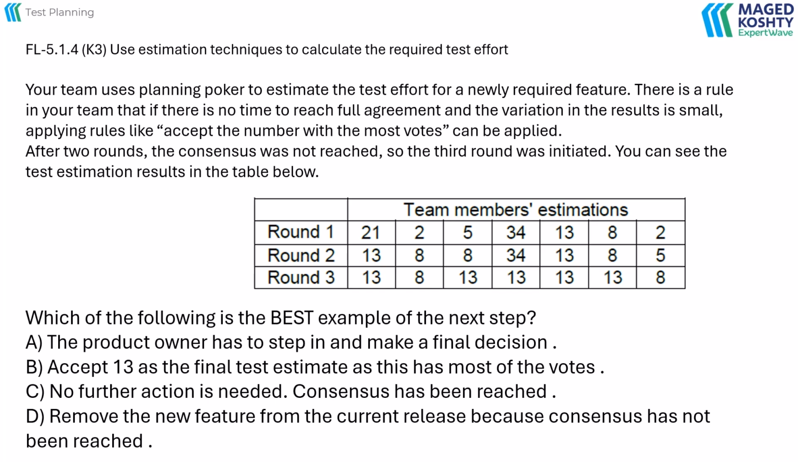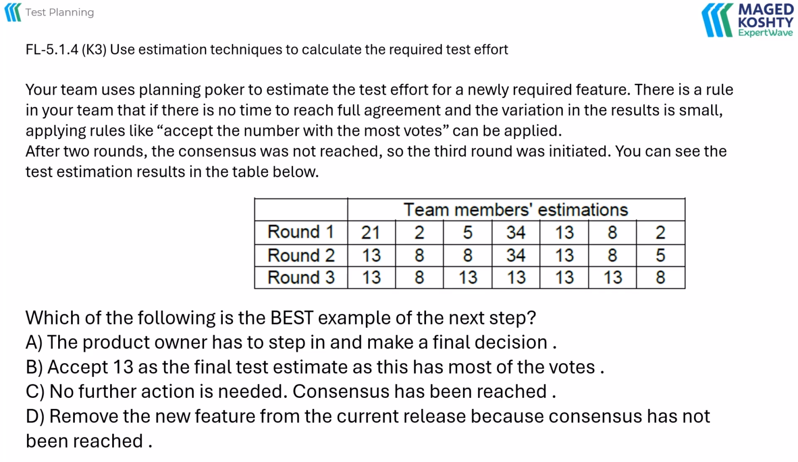Second question. Your team uses planning poker to estimate the test effort for a newly required feature. There is a rule in your team that if there is no time to reach full agreement and the variation in the results is small, applying rules like accept the number with the most votes can be applied. After 2 rounds, the consensus was not reached, so the third round was initiated. You can see the test estimation results in the table below. Which of the following is the best example of the next step?